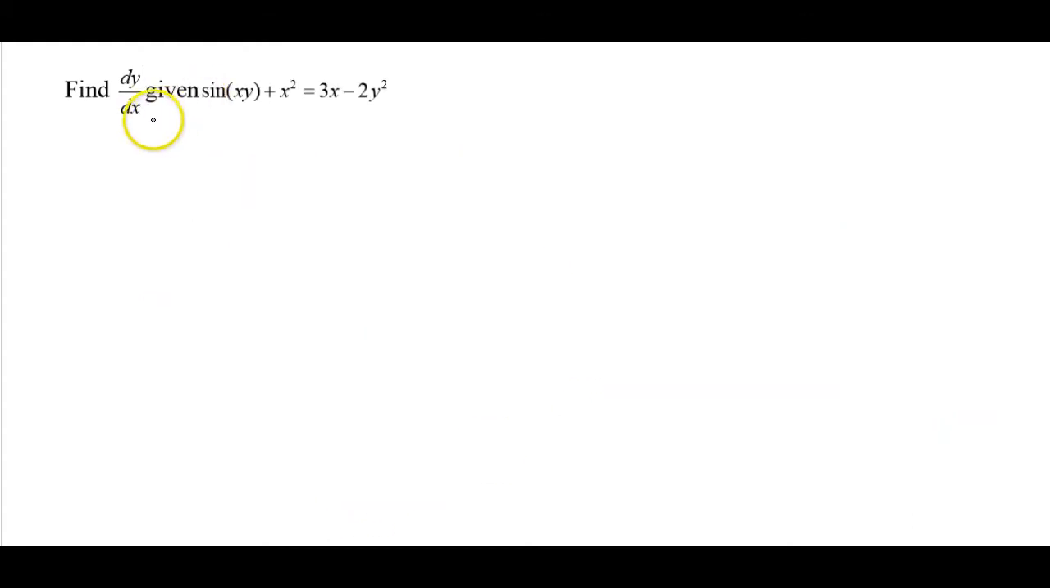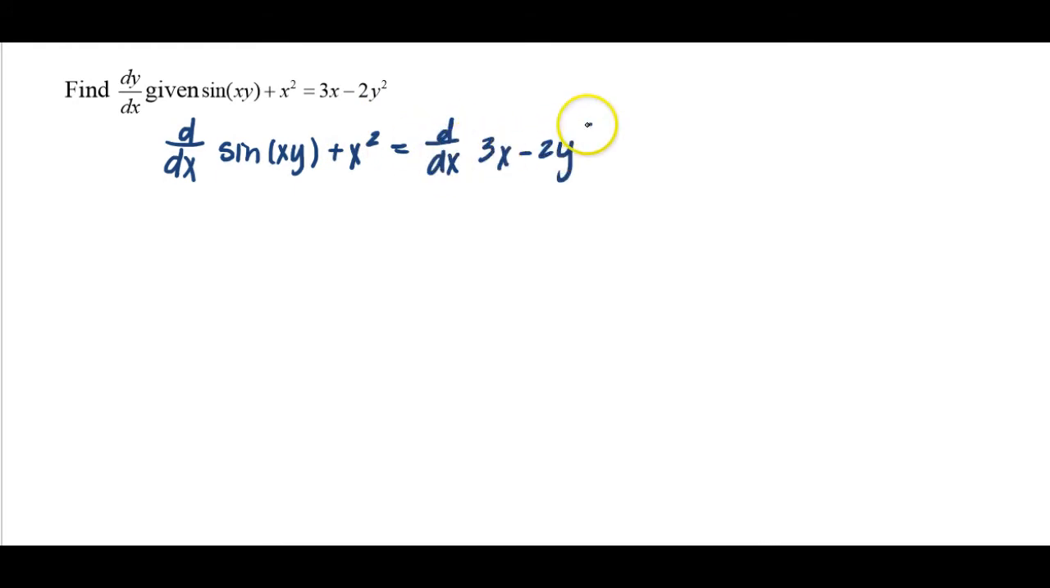Alright, and this is the trickiest type of implicit differentiation that we will do. So find dy/dx given sine of x times y plus x squared equals 3x minus 2y squared. So definitely implicit differentiation. There's no way I'm getting just this y by itself here. So let's start by taking the derivative with respect to x of both sides. So d/dx of 3x minus 2y squared.